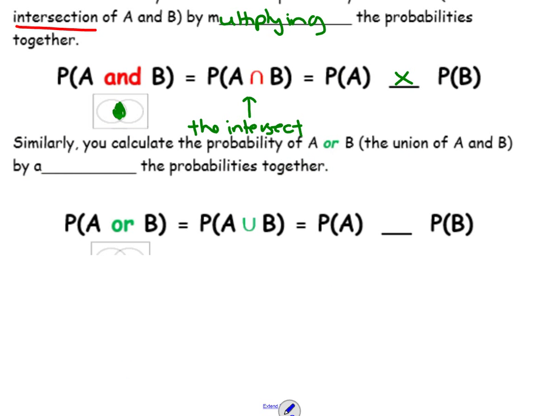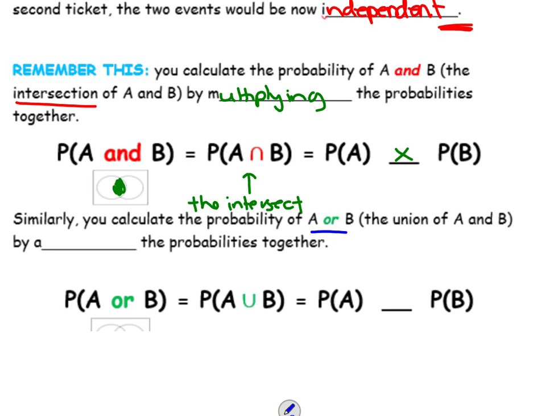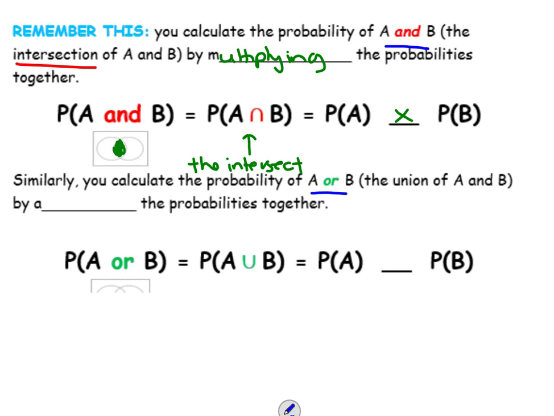Similarly, you calculate the probability of A or B. So notice the one above has A and B here, and this one is A or B. A or B we consider to be the union. I'll just color it in. So the union meaning all of it, not the intersection, but the union. So similarly, you calculate the probability of A or B, which is the union of A and B, by adding the probabilities together. So we have an add in here.